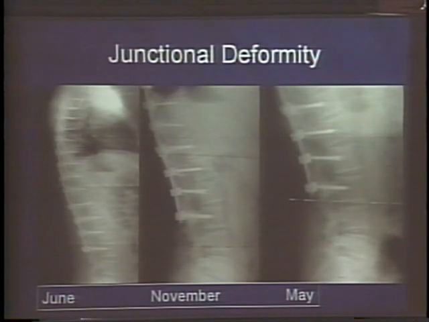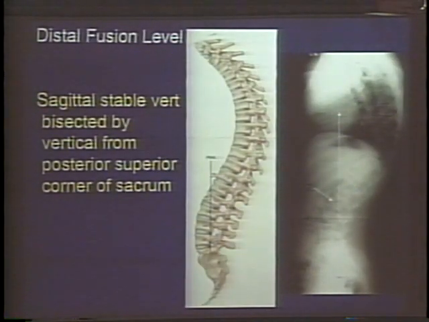Unfortunately, the same patient had a distal junctional problem also. We note the disc in June is quite nicely lordotic. 4 months later, it's beginning to become kyphotic, and this is stabilized by May, and this is likewise asymptomatic. So this may be just a radiographic curiosity, but I think one would be concerned about the ability of this disc to stand up for a long time.